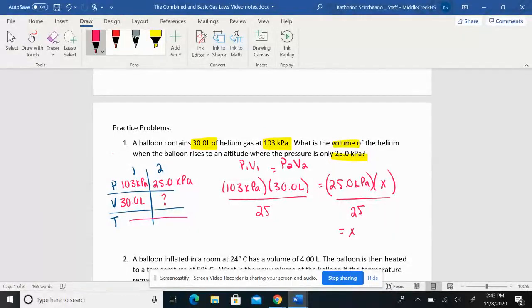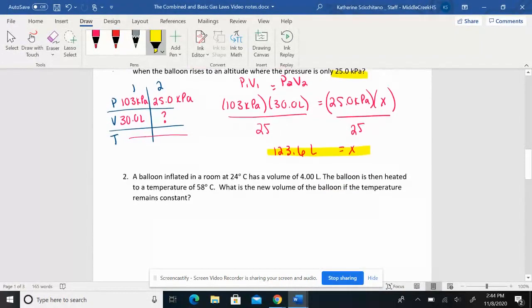We do 103 times 30 divided by 25. We end up with an answer of 123.6. And because our first unit of volume was in liters, our second unit of volume will also be in liters. So this right here is our final answer, 123.6 liters. Let's go ahead and do the next one.